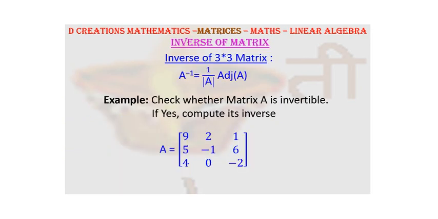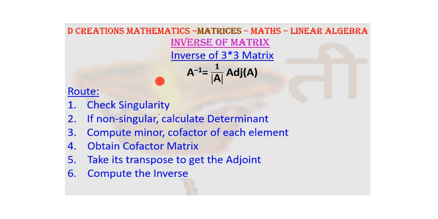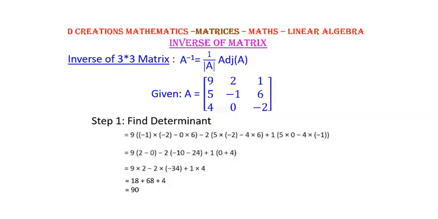Alright. So let us take the example of matrix A. This is the given matrix. 9, 2, 1, 5, minus 1, 6, 4, 0, minus 2 are the elements. As you can see, it's a 3 by 3 matrix, 3 rows and 3 columns. So what was the first step that you need to do? You need to check the determinant. So let's try to find out the determinant of this matrix.